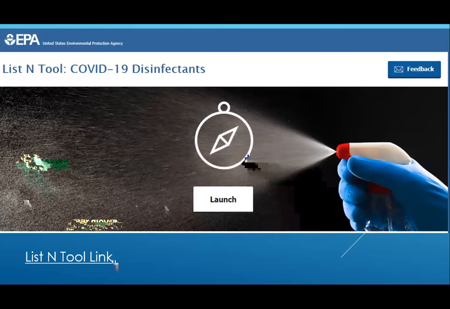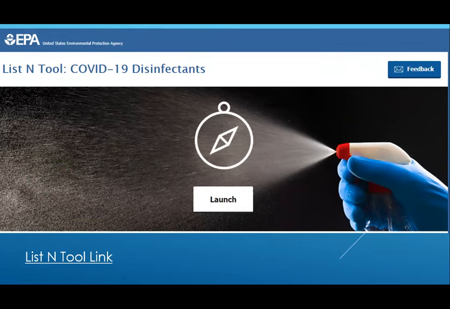So what I really wanna show you, again, is this List N tool that EPA has. It is a way for you to look up and see if a particular product will work against the virus that causes COVID-19. This is a new virus. So when this first broke out, you are not gonna see SARS-CoV-2, as they call it, on the label, because nobody knew about that virus.